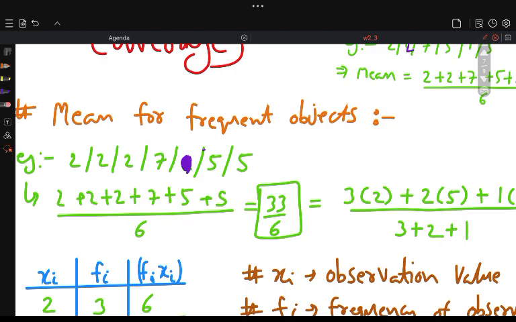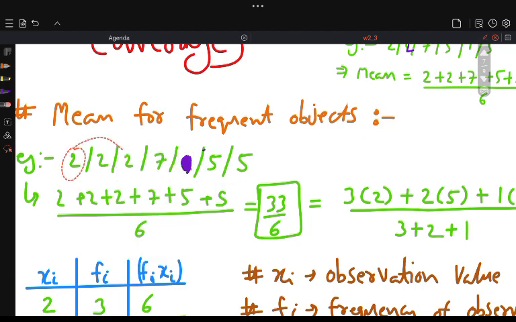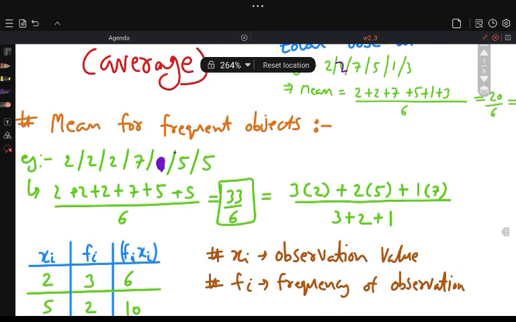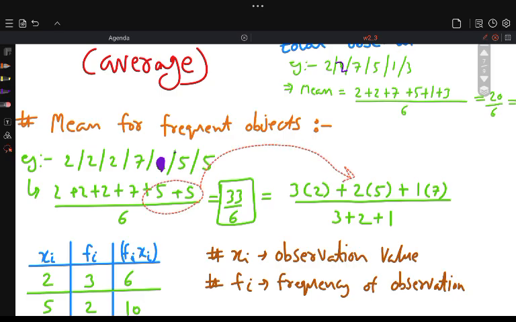But consider the fact, when there are millions of data of these types, and several of them are frequent, like the frequency of 2 is 3 here, right? It has occurred 3 times and 5 has occurred 2 times. In that case, when the data are in millions but more frequent, a single number comes around thousands of times, so we will not add it thousands of times, right? So adding 2 three times simply means 3 into 2, right? Adding 7 one time means 7 into 1, right? Adding 5 two times is equivalent to multiplying it by 2, right?